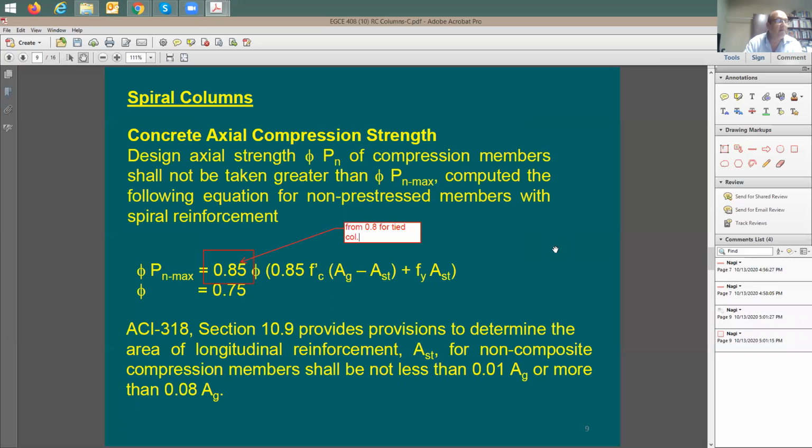You guys agree? We have also some increase. So we increased this factor from 0.8 in tight column to 0.85.